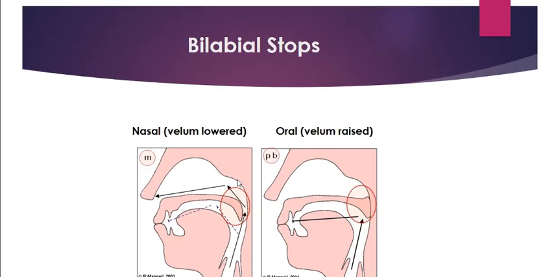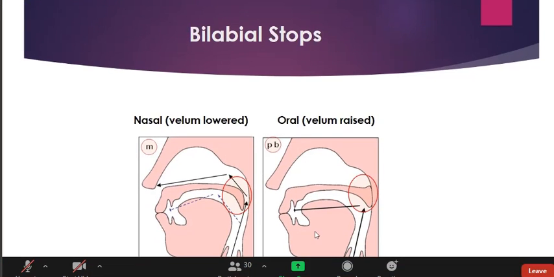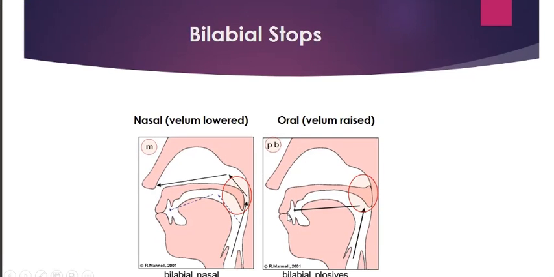Bilabial stops, okay? So there are two different bilabial stops depending on the state of the velum. Then you make a nasal sound or an oral sound, okay? As you can see, in both pictures, the air is completely blocked by the two lips. So both are bilabial stops, nasals or plosives or stops, which is the same.